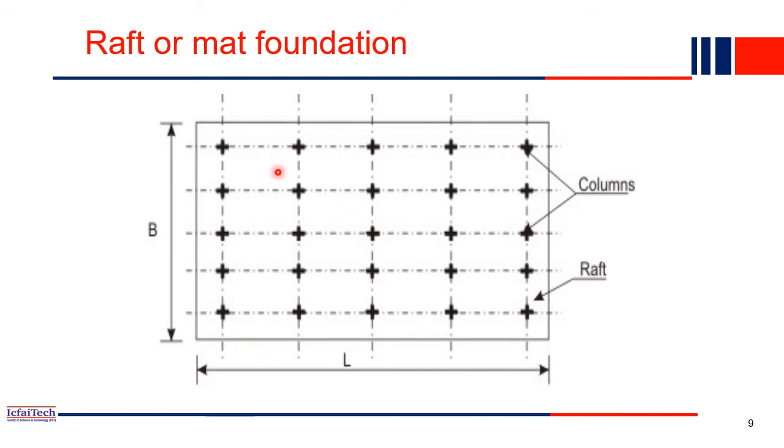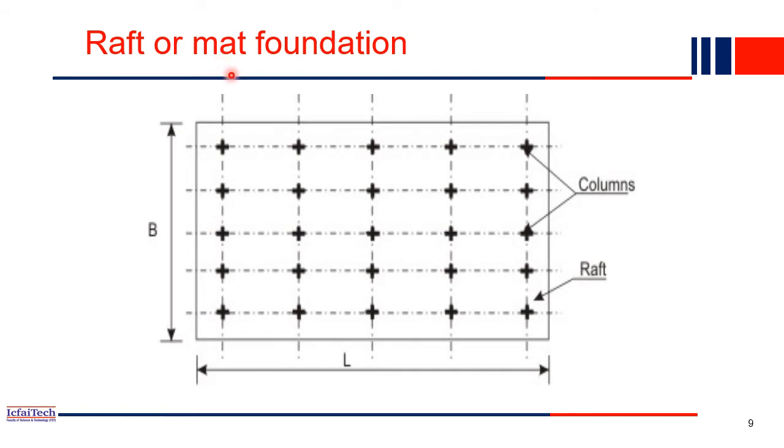From this slab basically columns are coming out. These plus signs are basically columns. These columns are directly coming out from the slab. So you have a base for the entire foundation, and from the base these columns are coming up. This is called raft or mat foundation. When we go with raft foundation, when the soil bearing capacity is very low or the load of the superstructure is very high, in that case we may go with the raft foundation or the mat foundation.